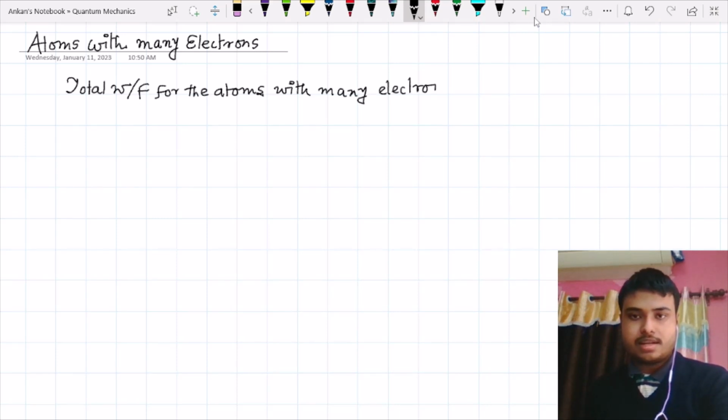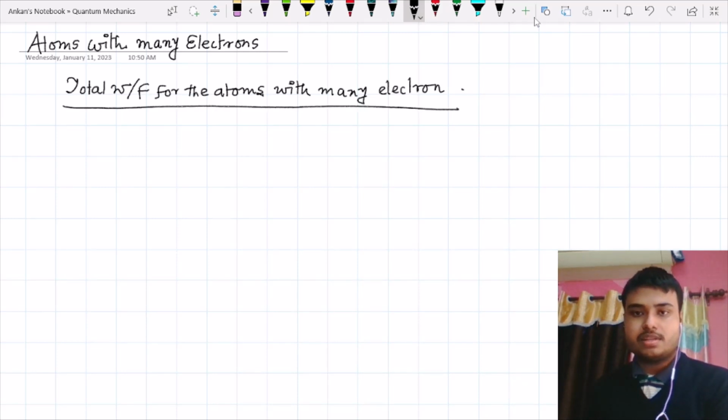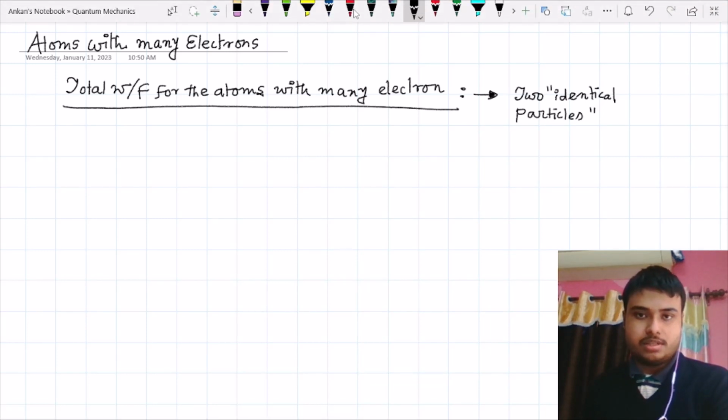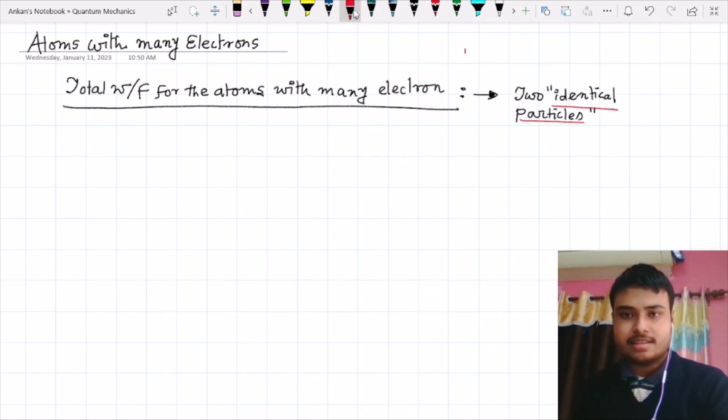To understand it, we at first consider for simplicity that the system is comprised of two identical particles. Now what is the meaning of the word identical particle? What do you mean by identical in the classical case?